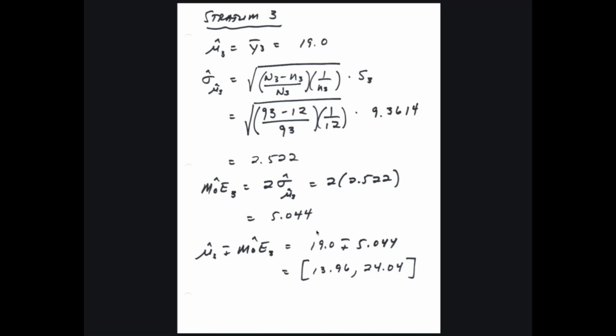So the approximate 95% margin of error of mu hat sub 3 is equal to 5.044. And so the corresponding approximate 95% confidence interval for mu sub 3 ranges from 13.96 hours per week up to 24.04 hours per week.